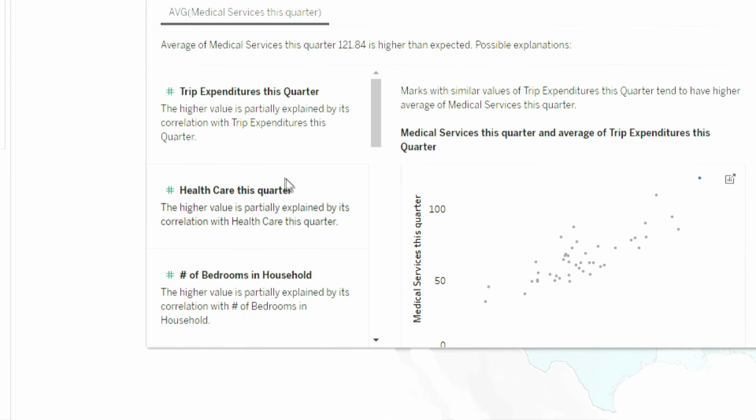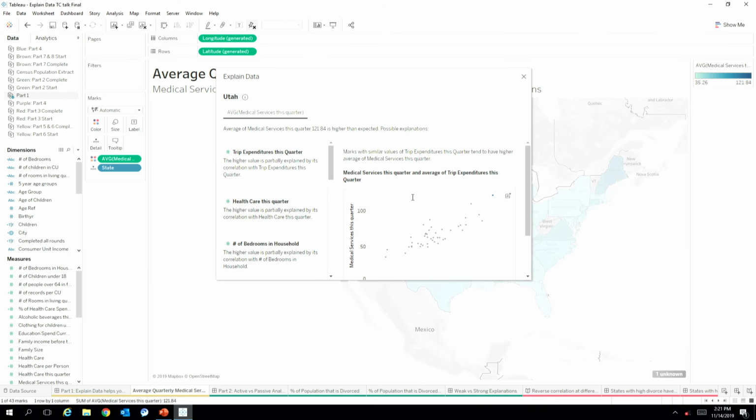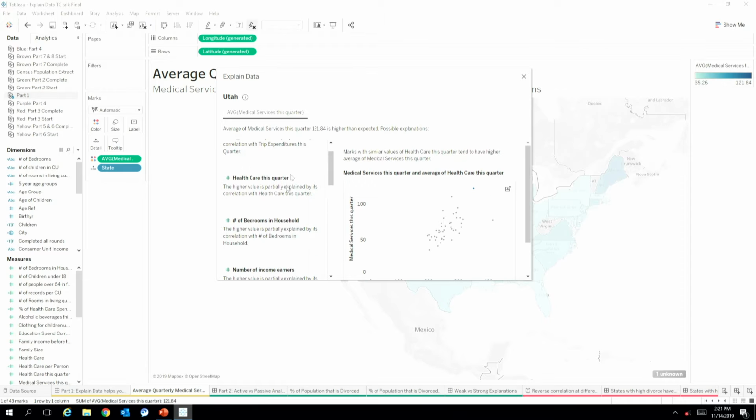Medical trip expenditures by quarter. So it's found this really strong correlation between medical services and trip expenditures. That doesn't tell you that trip expenditures cause states to have high medical services. Rather, it's telling you that cultures where people value health also value trips, perhaps to the outdoors, for example, is one way to interpret that. It's correlated with healthcare. Quite obviously, it's a subset of the total cost.